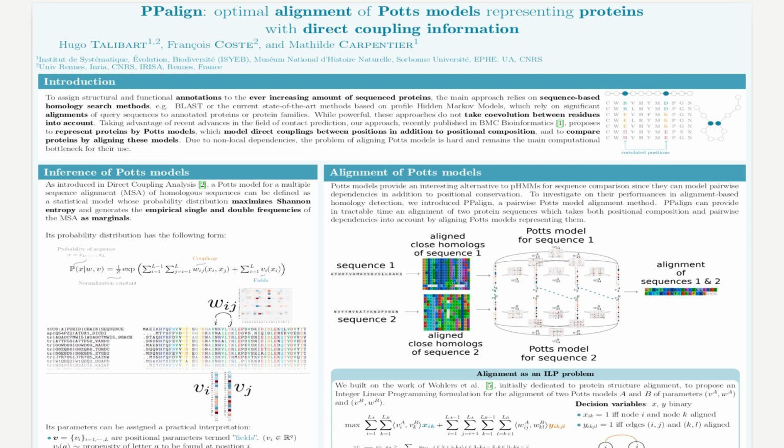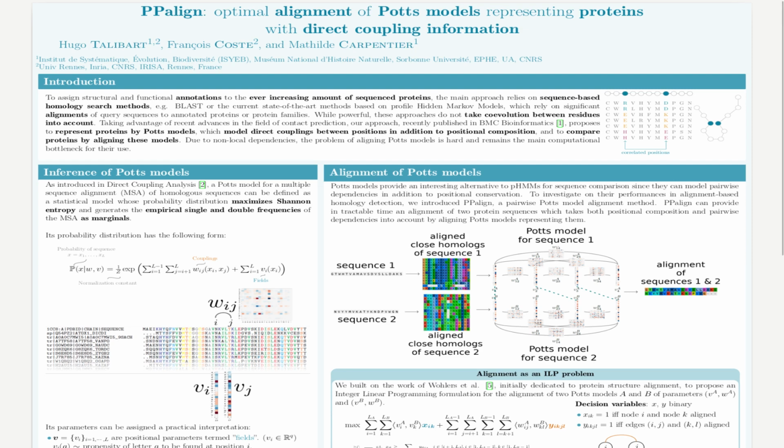Thanks to sequencing technologies, there's an increasing number of protein sequences available, and in vivo and in vitro annotation methods cannot keep up with this pace. To annotate them in silico, the main approaches rely on significant alignments of query sequences to annotated proteins or protein families using BLAST or the current state-of-the-art methods based on profile hidden Markov models. These methods are powerful, but they do not take coevolution between residues into account, and therefore they discard valuable information on higher order constraints, such as structural contexts.